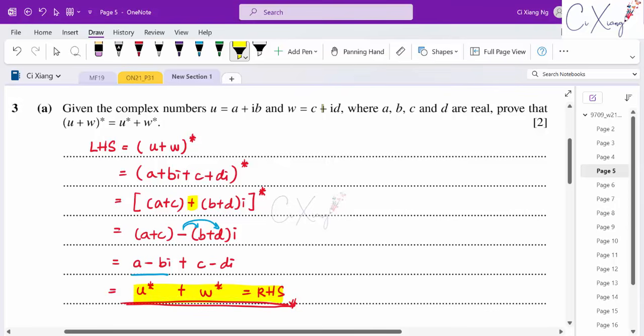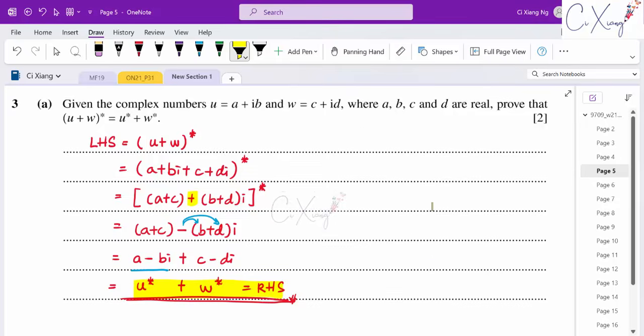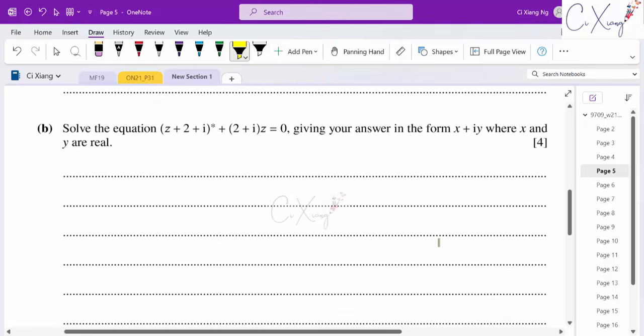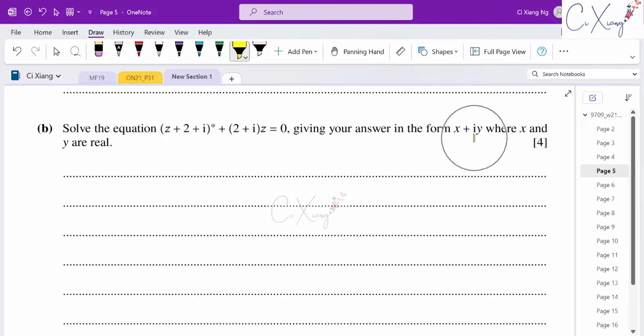Okay, then next we continue to part number B. So now for part number B, they want us to solve this particular equation, and our final answer is in the form of x plus iy, where x and y are real. Again, if you look at this equation, I'm having z, and they are telling us that the final answer for the z should be in the form of x plus yi. Basically, it means that this is a complex number equation, right? So your final answer will be a complex number.